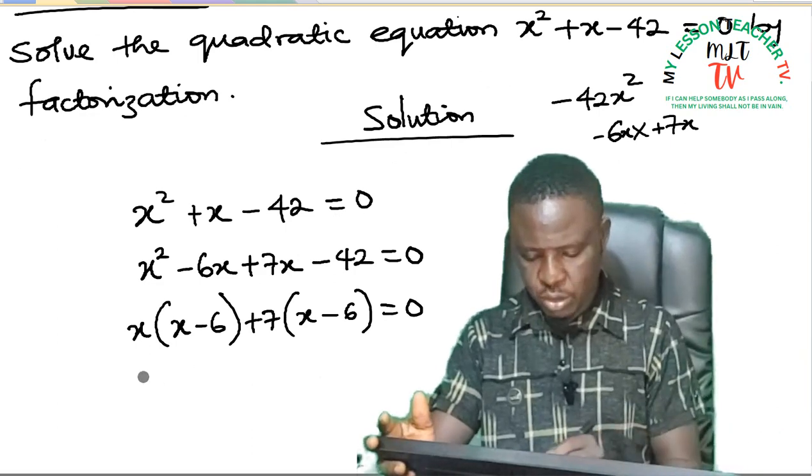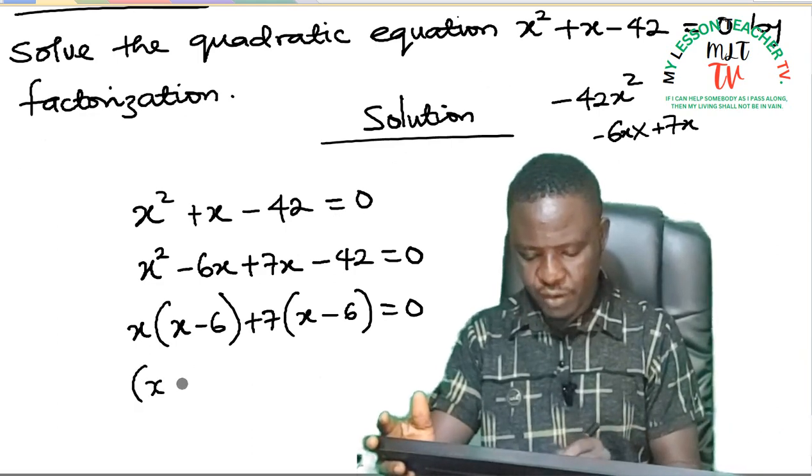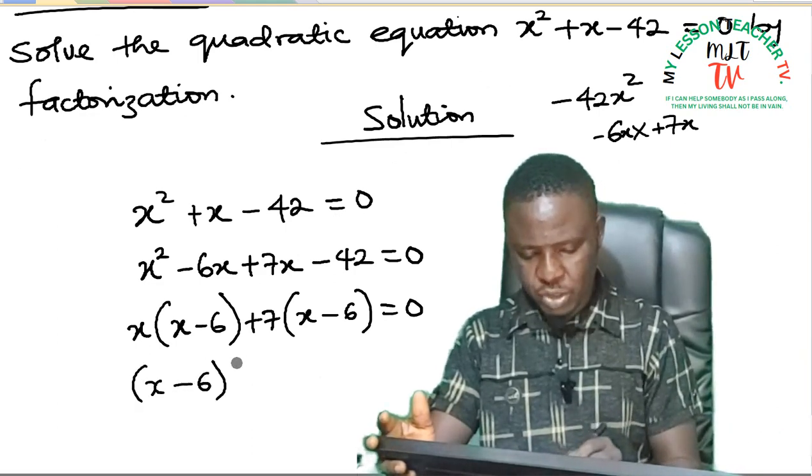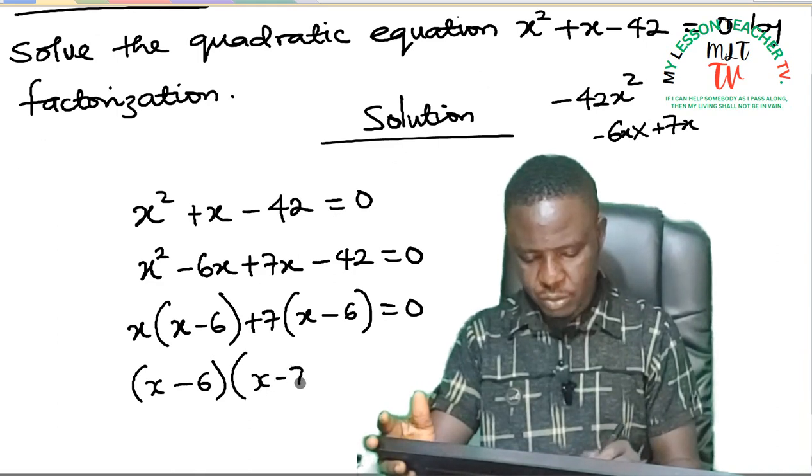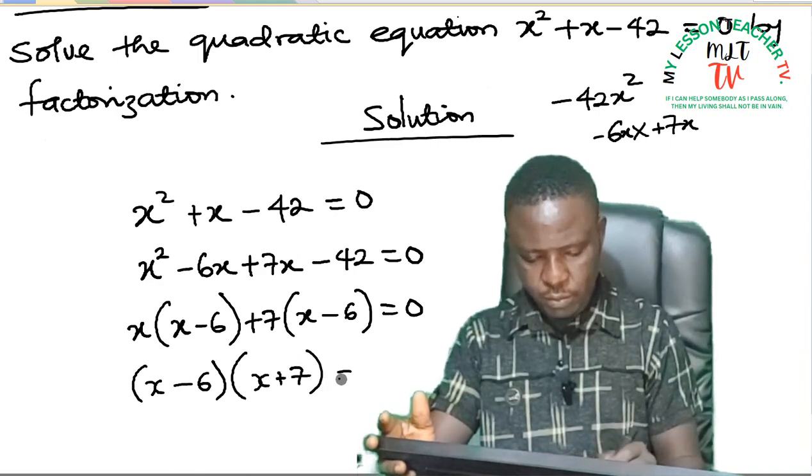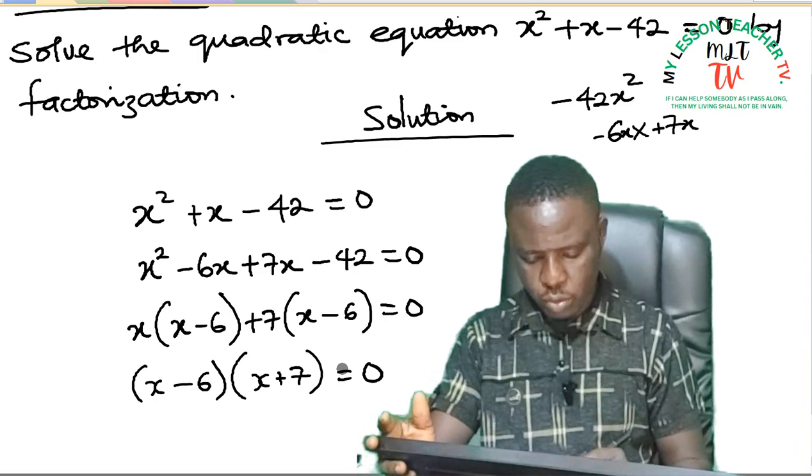This is now a two-term expression. Let's make it a one-term expression. You factorize again: x minus 6 into bracket x plus 7 is equal to 0.